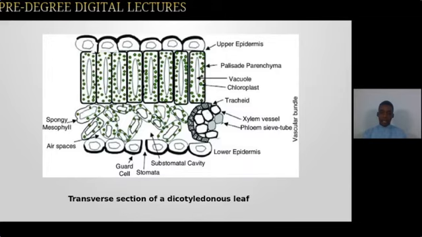Here is the transverse section of a dicot leaf also, showing its supporting tissues. Primarily, you can see the epidermis there. You can see the vascular bundles grouped together, and then you see the guard cell surrounding the stomata, which opens and closes during transpiration, and so on, and other features there.